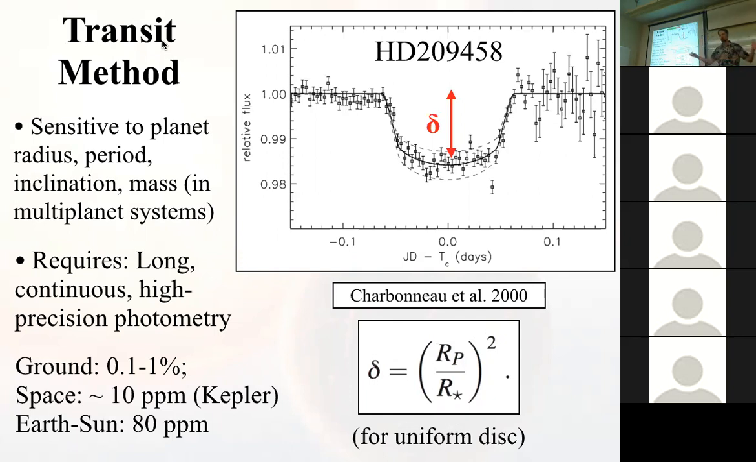It requires long photometry, so it's simply measuring the brightness of stars. And the good news about the transit method is that we're actually capable of detecting an Earth already. The photometric precision from space, for example using Kepler, is about 10 parts per million, and the signal that the Earth causes crossing in front of the sun is about 80 parts per million. So we are capable with current technology to find an Earth analog around a star like our sun.